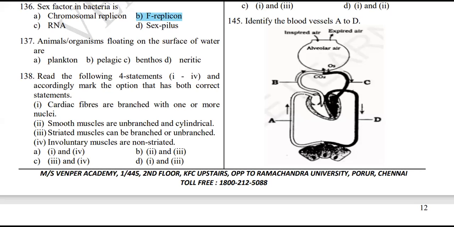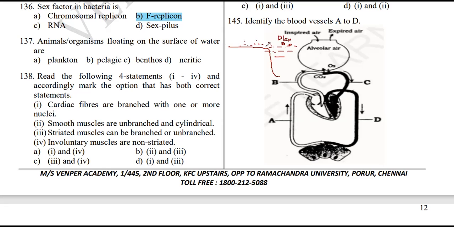Okay, the next question. The animals or organisms floating on the surface of the water, they asked. So if they are on the surface, what is it going to be? First, we have to understand what are the things that are actually present in water. Suppose let's take this is a water body, and here above there would be planktons, which usually float. So the answer is planktons, because they float on the surface of water.